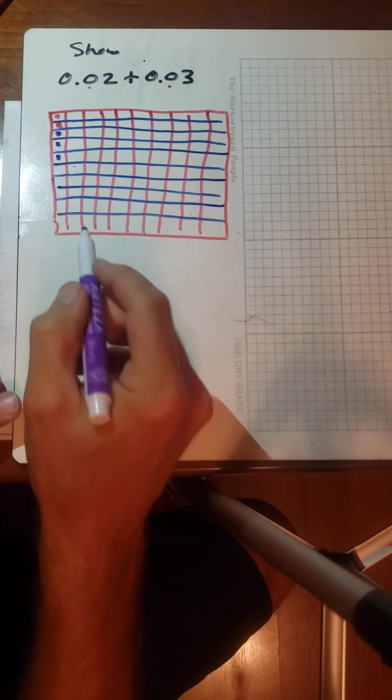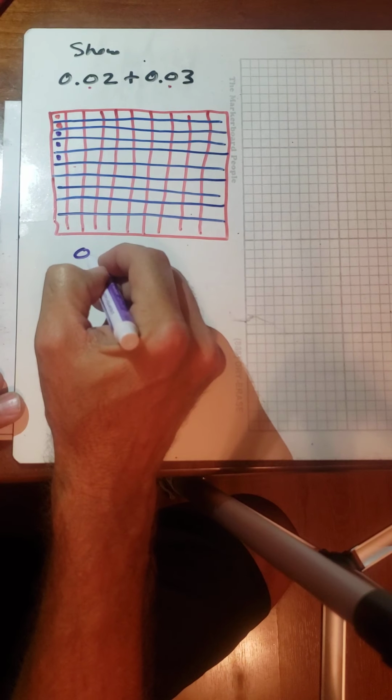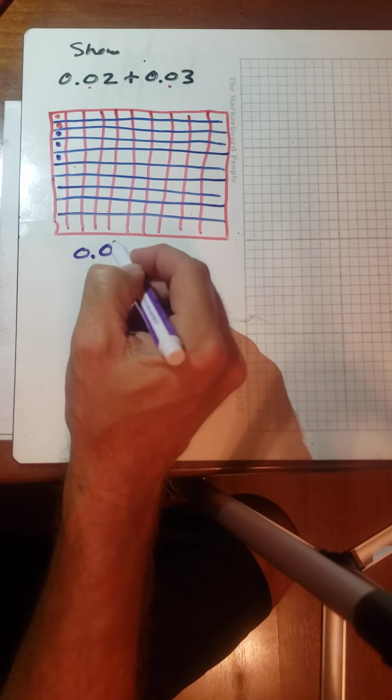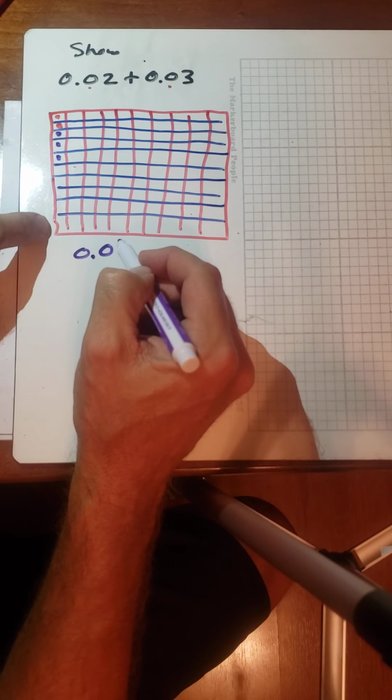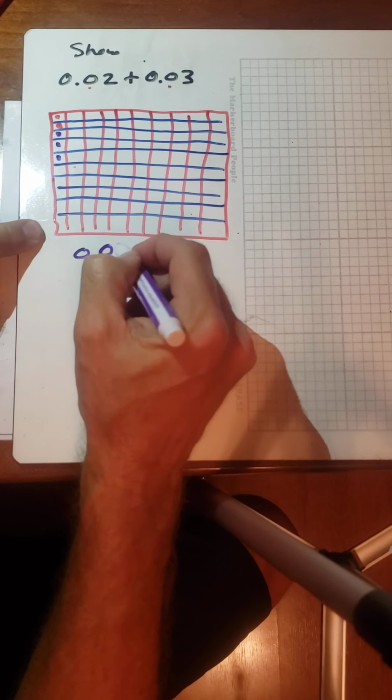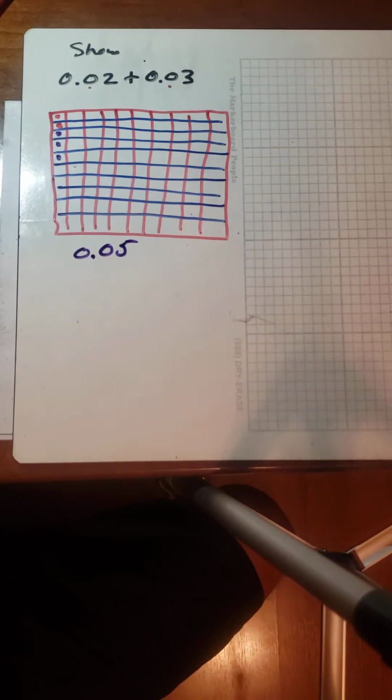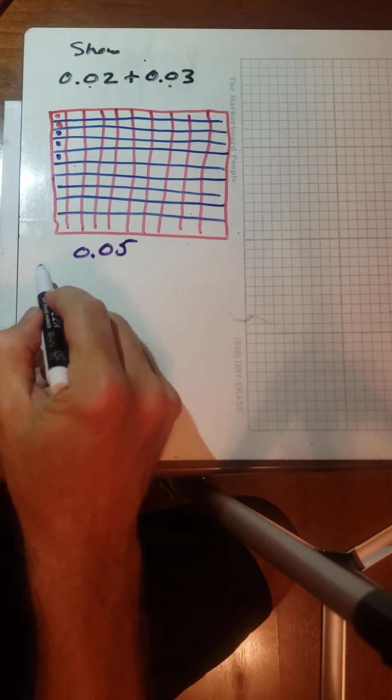So my answer is 0.0 because none of these are filled in. And then I have 5 100ths, okay? All right, so let's do one more here, and then we'll see where we're at.